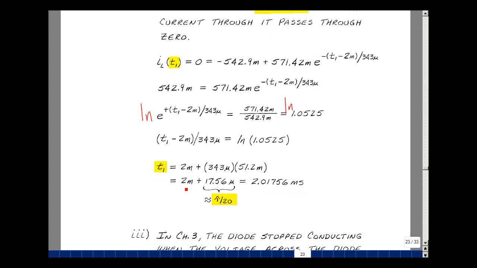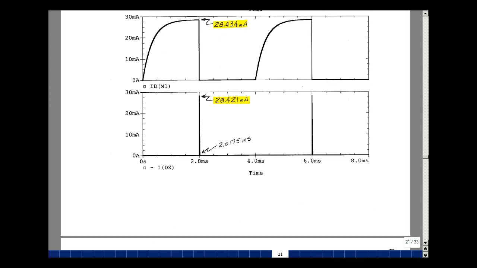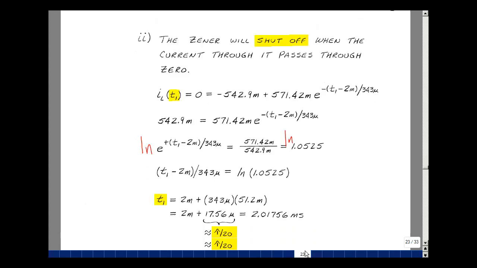Well, that's 2 milliseconds where we started, plus this number here, which is about 1/20th of the time constant. It'll switch very fast. In fact, let's go take a look at that on page 21. Here we see this jumping up of the current, and then it passes through 0 very quickly at, in this case, 2.0175 milliseconds. It'll go very close to what we had hand calculated. And this exponential would just keep on going to a minus 542.9 milliamps. Now again, it never gets there, but the equation doesn't know that. So let's go back to page 23.